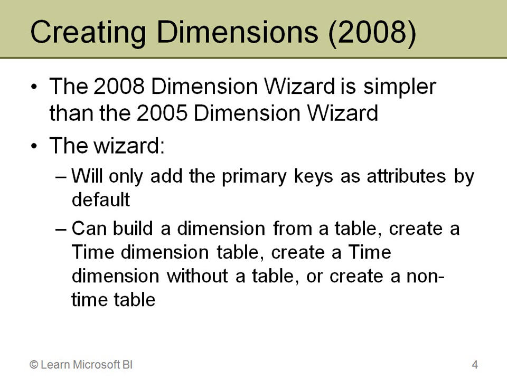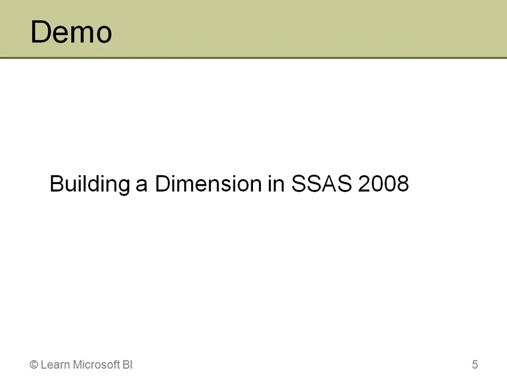It can build from a table, which again is the default. It can actually create a time dimension table back in the source. It can create a time dimension without a table, in other words, the server time dimension option that you saw in the 2005 wizard. It just creates a time dimension that's filled with data in the cube, but it's not based on any actual source. And then it can create a non-time table. In other words, it can create a table back in the source, but it's just based on some structure you define as you walk through the wizard. So that just creates the shell of what that looks like. So that's the 2008 wizard. Let's actually go in and take a look at running this, and you'll see the difference between this and the 2005 wizard.